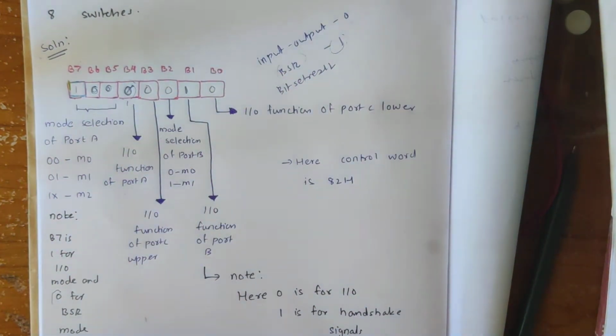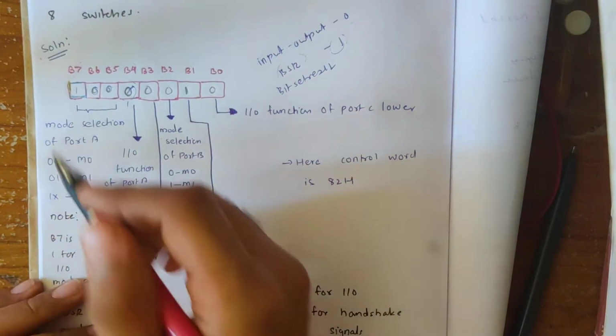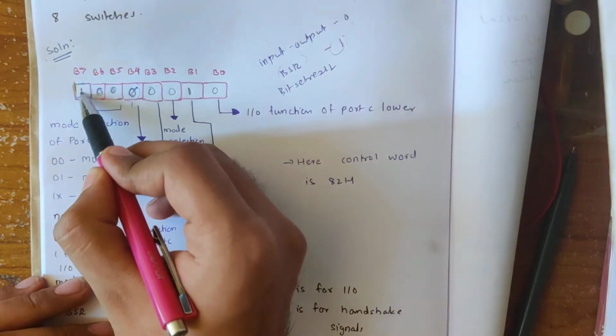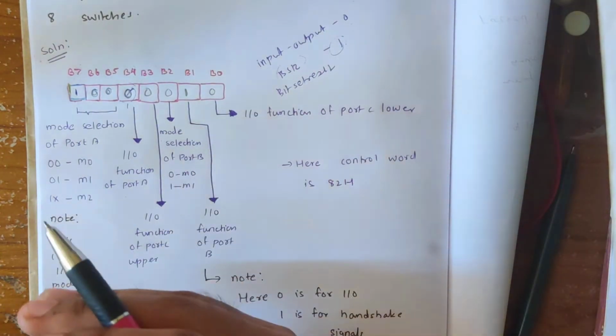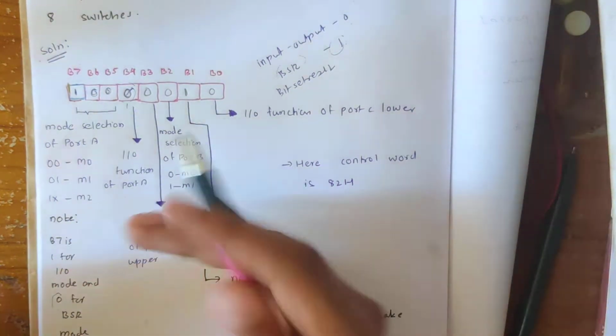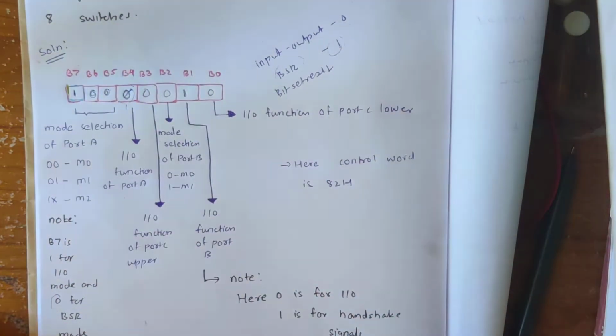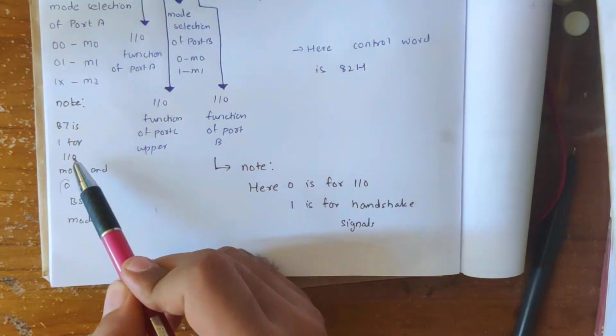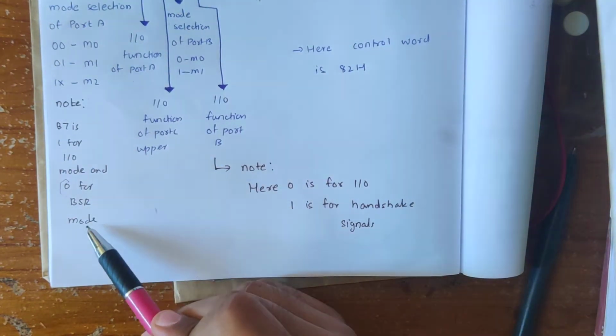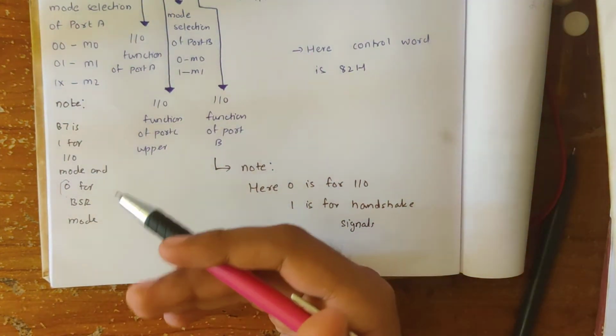diagram, and the first thing when we see that it's in input-output mode, we set B7 as 1. If it's in some other mode, let's say bit set reset, we initialize it as 0. So that is what I've written here. So B7 is 1 for input-output mode and 0 for BSR mode. BSR is bit set reset, which is the second mode.